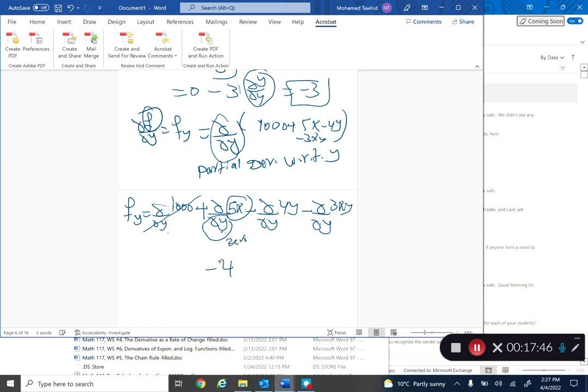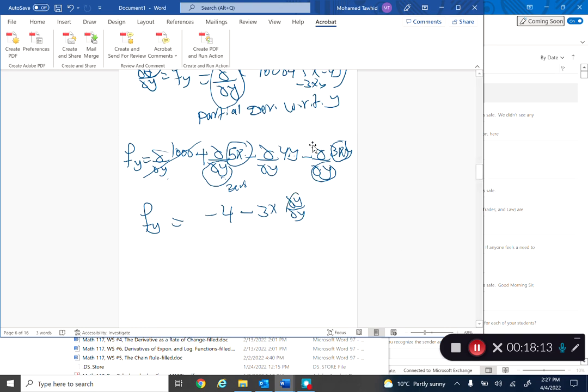For 4, I can take 4 outside. So what do you have inside? dy by dy, which is 1. Minus, take 3x outside, since I consider x as a constant. What do you have left? Just y with respect to y. What is dy by dy? It's 1. So what did you get here? You get negative 4 minus 3x. So that is f sub y.